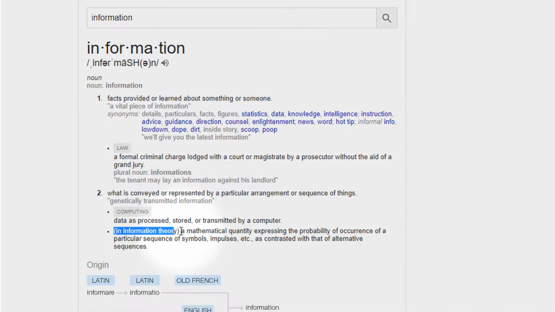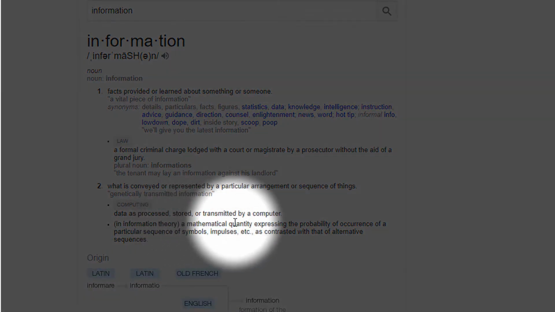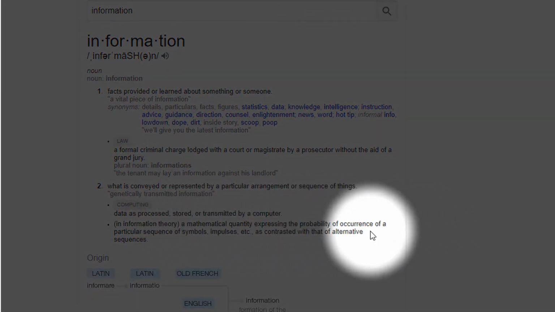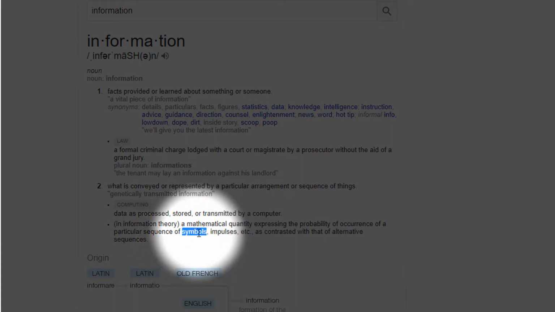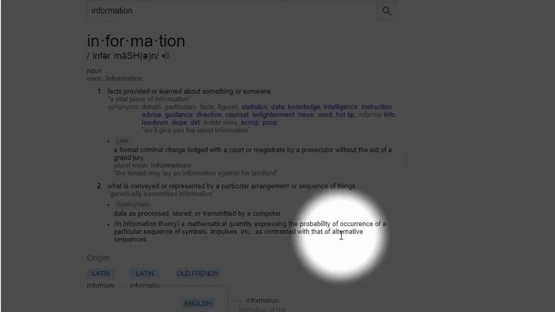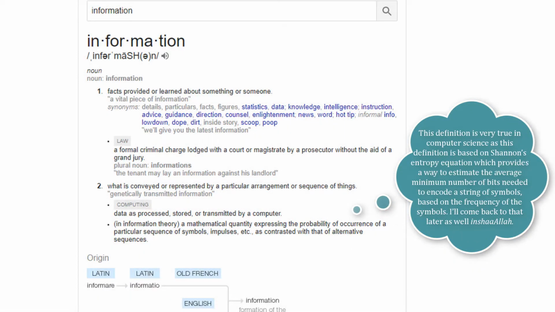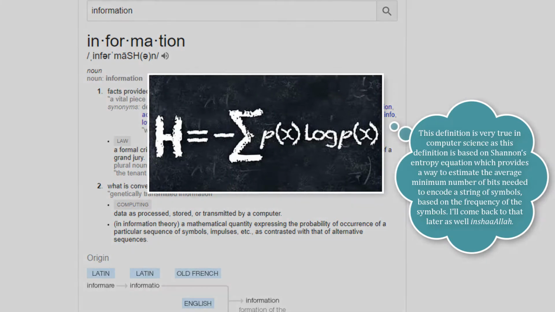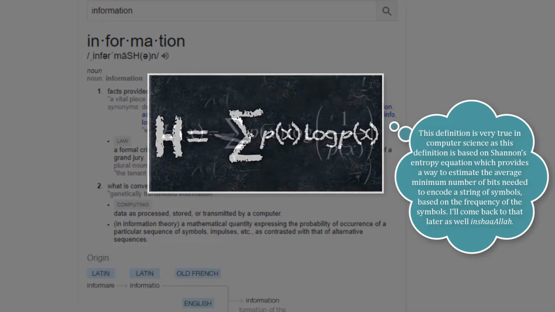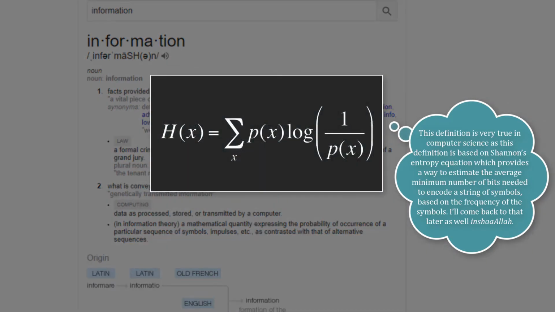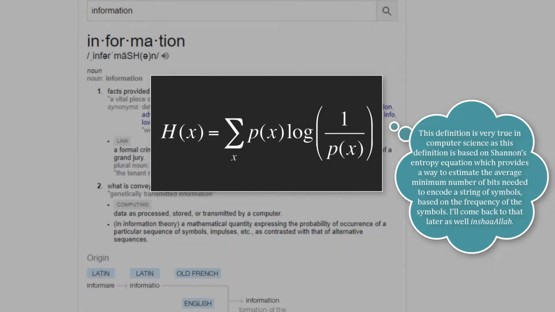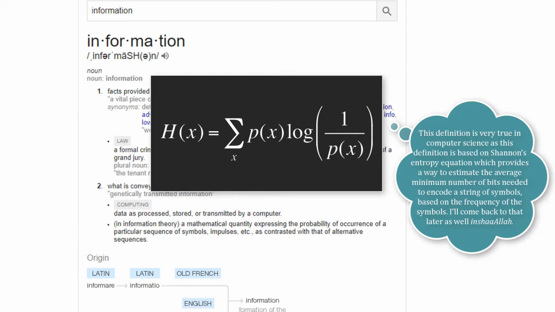And note below, in information theory, it is a mathematical quantity expressing the probability of occurrence of a particular sequence of symbols, impulses, etc., as contrasted with that of alternative sequences. This definition is very true in computer science, as it is based on Shannon's entropy equation, which provides a way to estimate the average minimum number of bits needed to encode a string of symbols based on the frequency of the symbols. I'll be coming back to that later as well, inshallah.